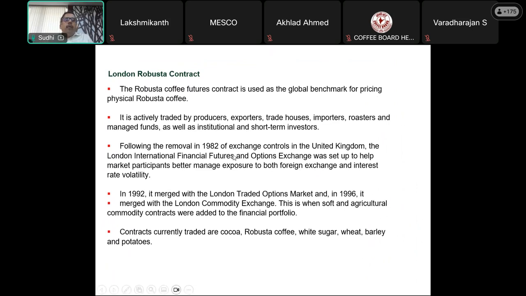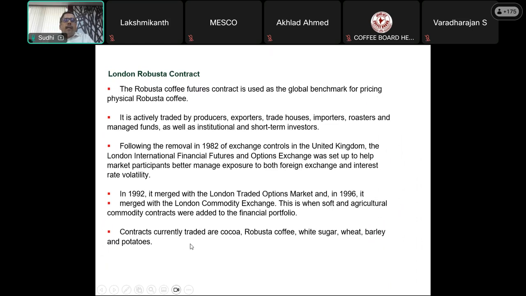Following the removal in 82 of exchange controls in the UK, the London International Financial Futures and Options Exchange was set up to help market participants better manage exposure to both foreign exchange and interest rate volatility. In 92, it merged with the London Traded Options Market. In 96, it merged with the London Commodity Exchange. This is when the soft and agriculture commodity contracts were added to the financial portfolio.